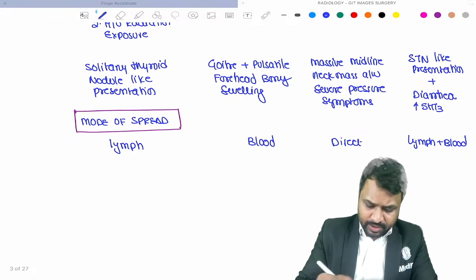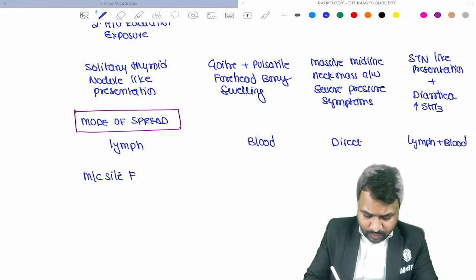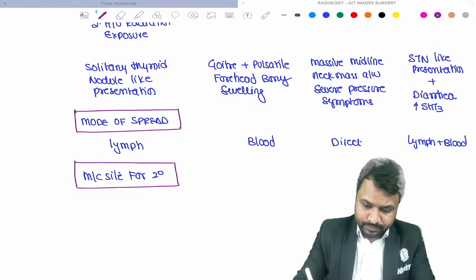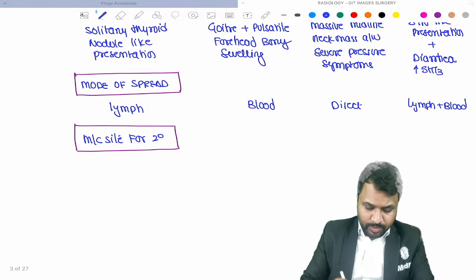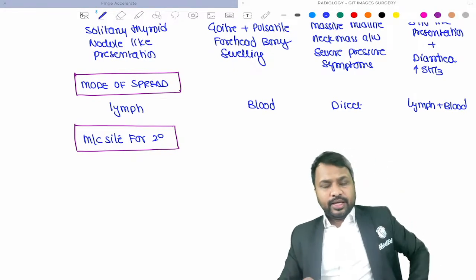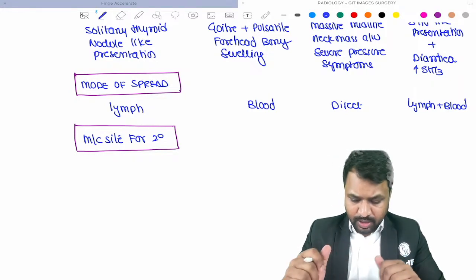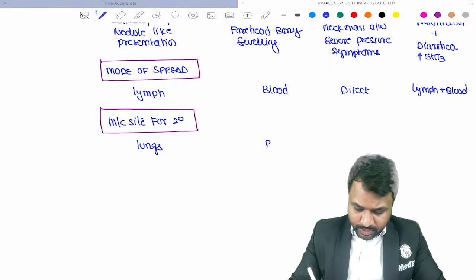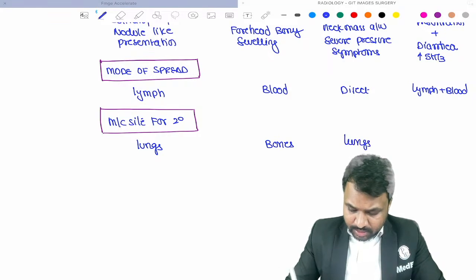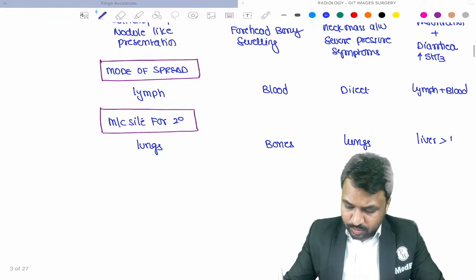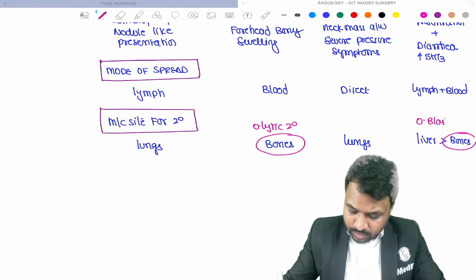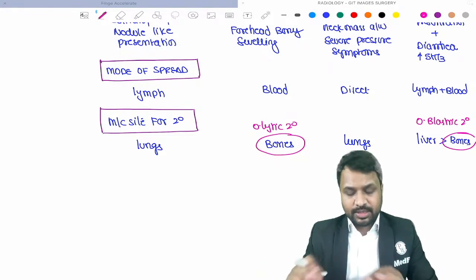Now, what is the most common site for secondary? When you talk about the papillary cancer thyroid and the follicular cancer thyroid, most of them are going to have a lymphatic spread, right? Via the lymphatics, they can reach various sites. Usually they go to the lungs here. This is going to be bones. Directly again, it is going to be lungs. Here it can go to liver. If not, then it can go to bones. Now the take-home message for you here: in follicular cancer thyroid, they form osteolytic secondaries. In medullary cancer thyroid, they form osteoblastic secondaries.